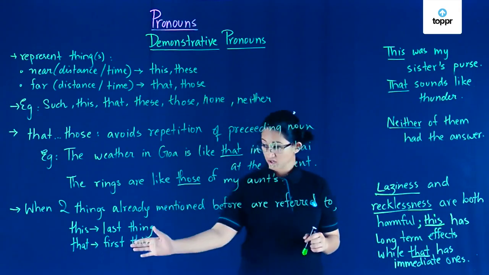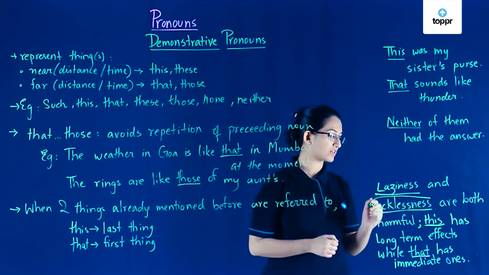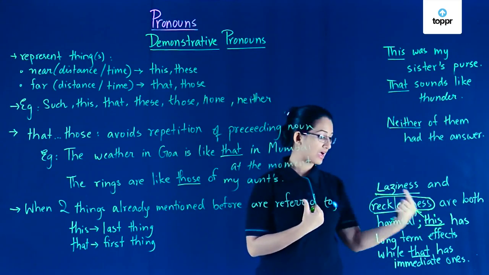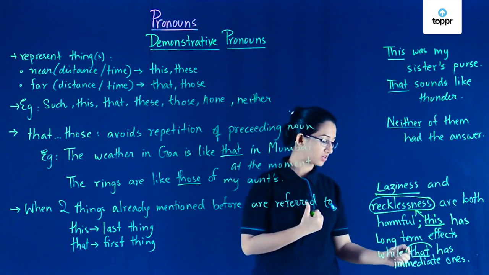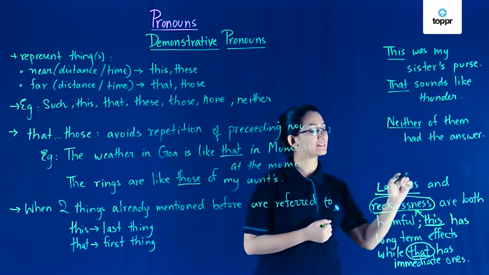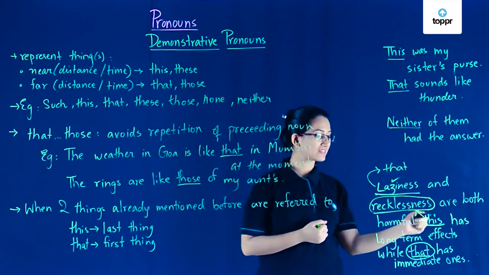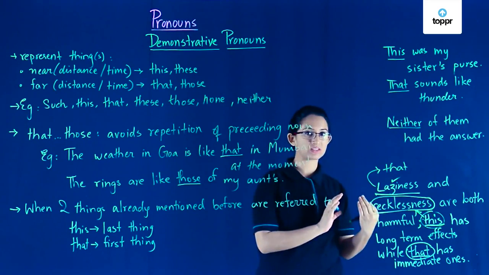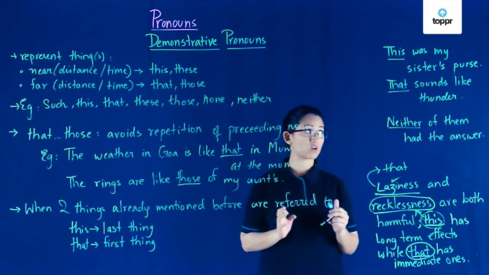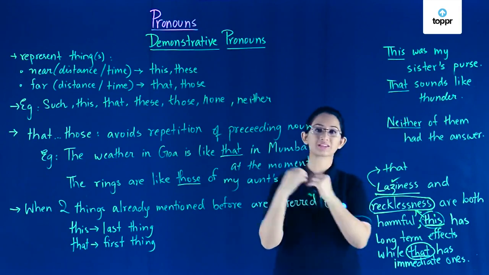Now, according to the rule here, this is referring to the last thing mentioned. What is the last thing that we mentioned? Recklessness, right? So this is referring to the last thing mentioned, and that has immediate effects. That here, which is at the end of the sentence, is referring to the first thing that was mentioned, which was laziness. So here we use that to refer to the first thing mentioned, and this is used to refer to the last thing mentioned in the sentence. So make sure that you understand how you use demonstrative pronouns, and you remember to use the proper demonstrative pronouns for things that are near or things that are far.